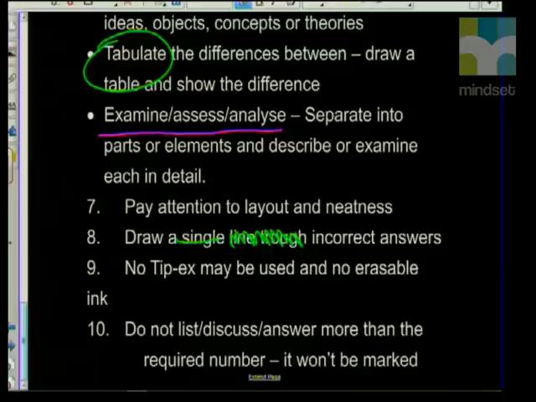And then point 10, do not list or discuss or answer more than the required number because it won't be marked. That means you are asked to list 4 characteristics of a perfect market and you write 5 characteristics. The marker will only look at the first 4 and marks will only be allocated for the first 4.